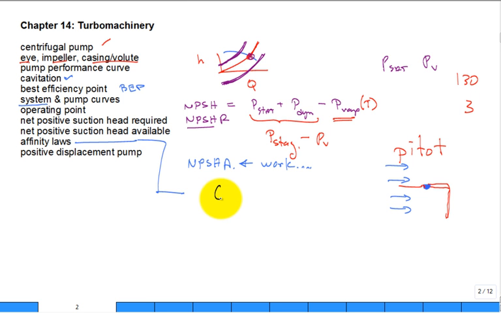So the volumetric flow rate, the head, and the brake horsepower: how do they vary as a function of the speed of the pump? The volumetric flow rate is proportional to the speed of the pump. Let's use N for the speed of the pump. The head is proportional to the speed of the pump squared. And the brake horsepower is proportional to the speed of the pump cubed. If you can remember that, you can solve a lot of affinity law problems on pumps and scaling.